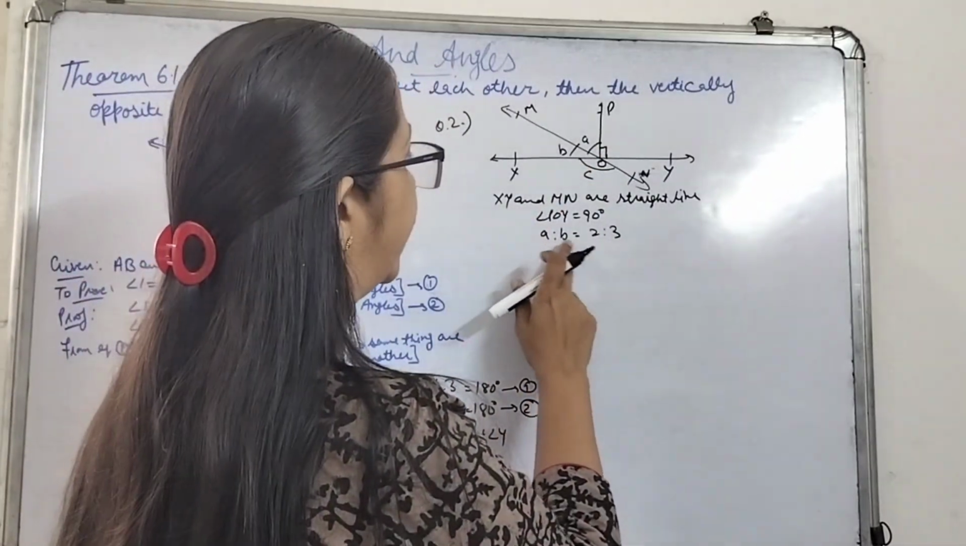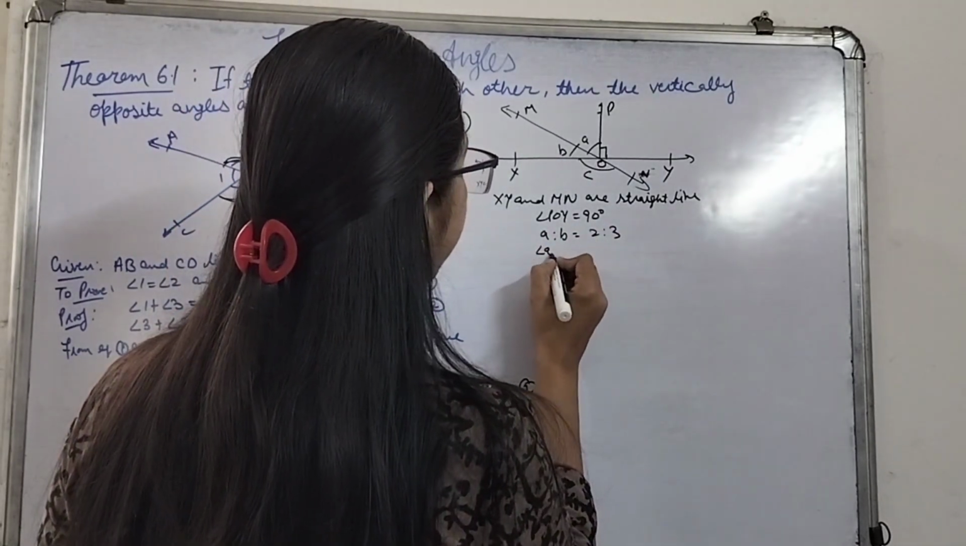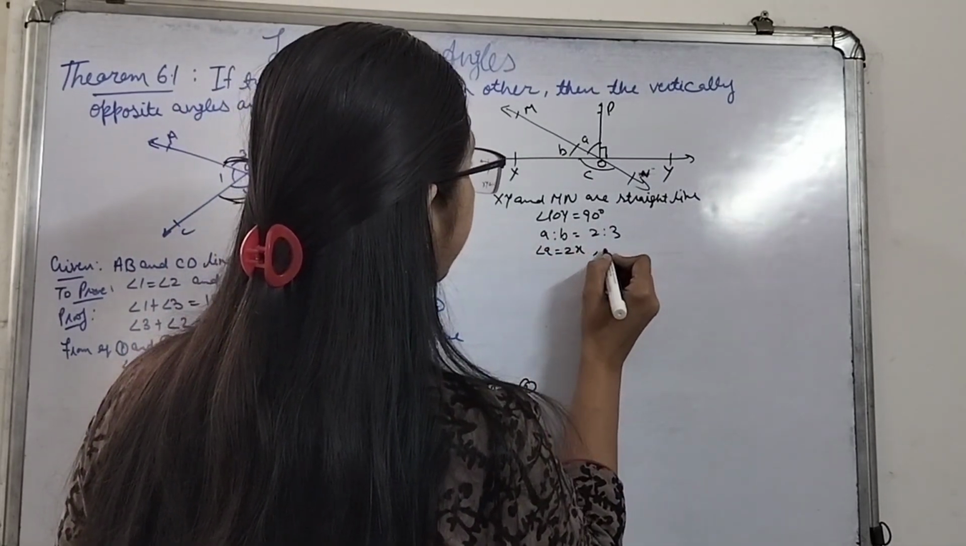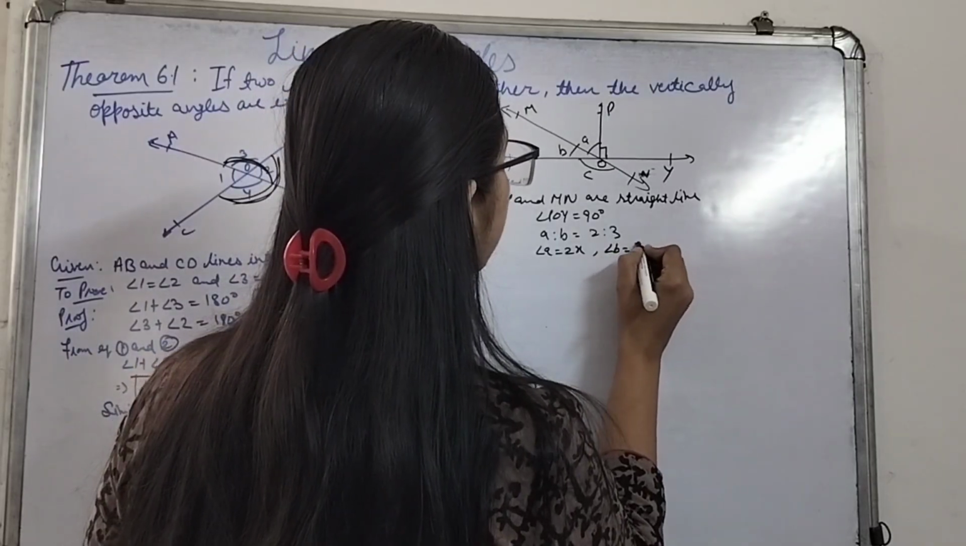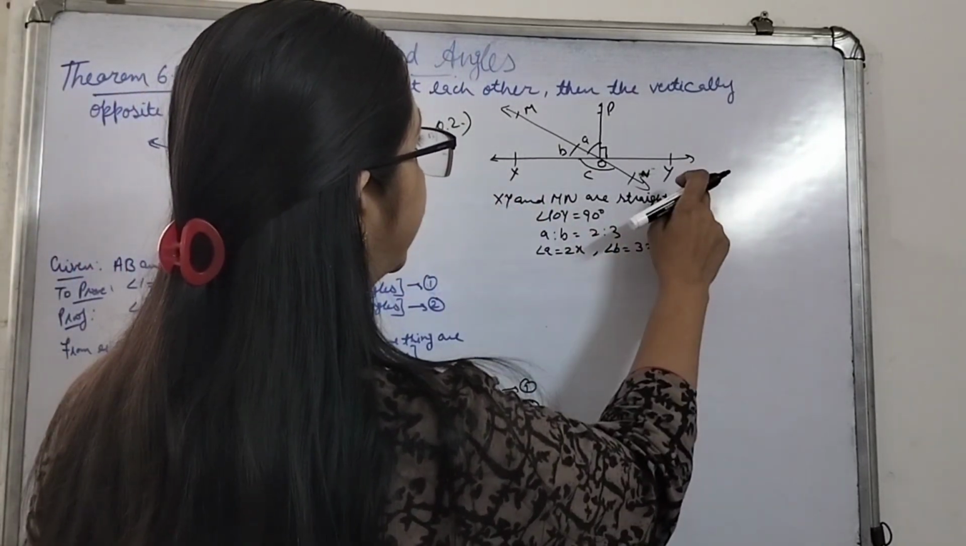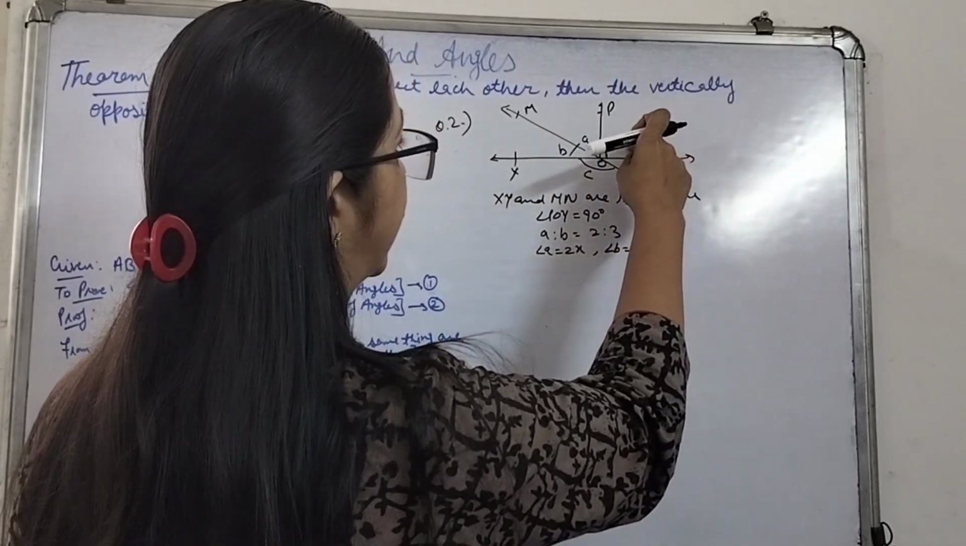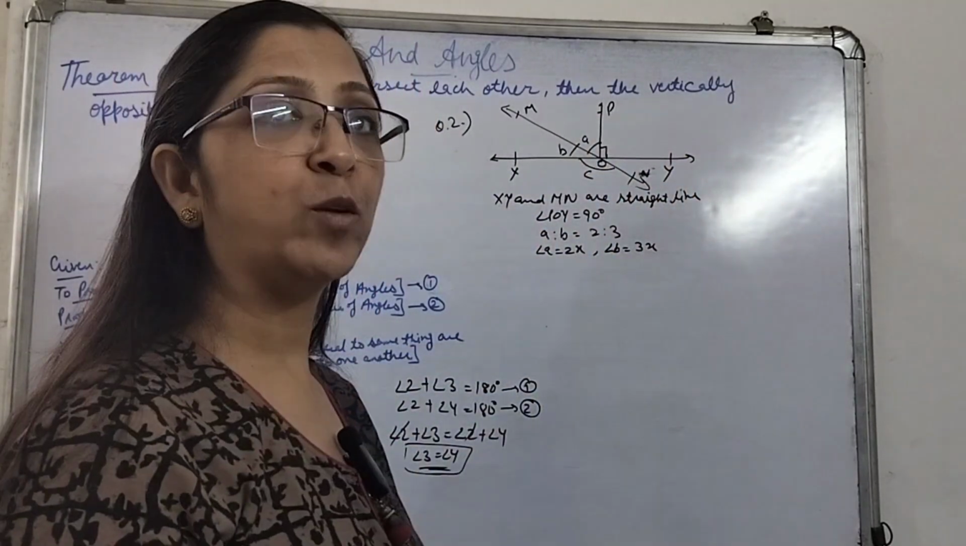Now see, if the ratio of angle A and angle B is 2:3, we can assume angle A to be 2x and angle B to be 3x. Now, because XY is a straight line, the sum of A plus B plus this 90 degree angle will be equivalent to 180 degrees.